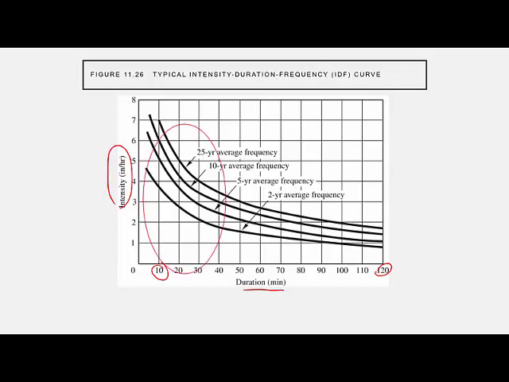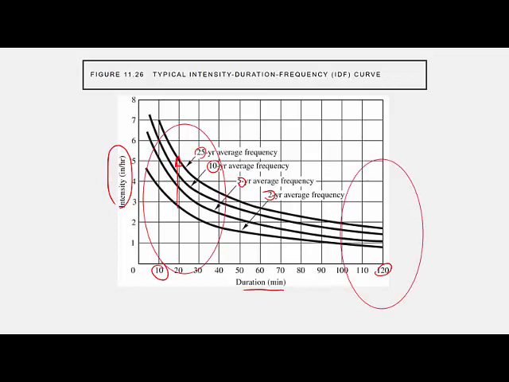So then what we see is that whenever you have here the 2-year, 5-year, 10-year, 25-year, the higher the average frequency or the recurrence, the more intense the storm. That's the second thing. Again, the average frequency or the recurrence, as you increase the recurrence from 2 to 5 to 10 to 25, what you can see is that the intensity increases.